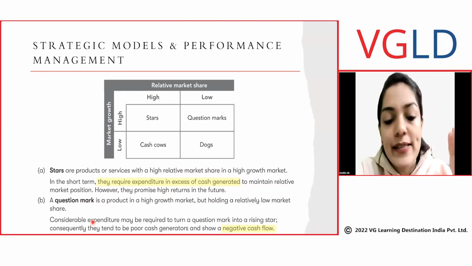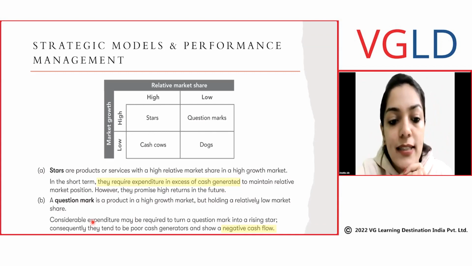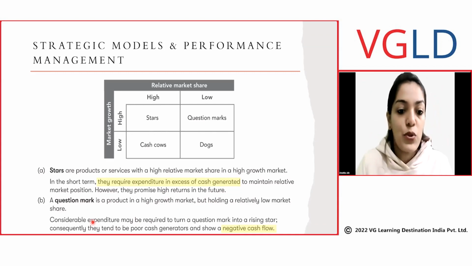I'm not talking about ITC. ITC's 3 strategic business units we have classified. Think out of the box, something out of ITC. Think, what could be a question mark product for any company? Let's see.